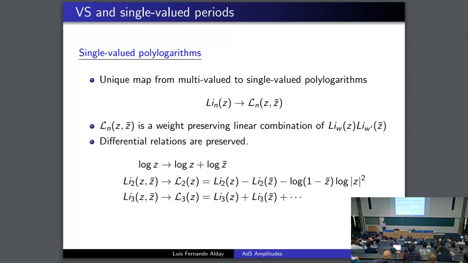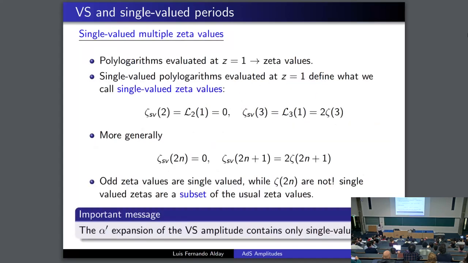Is that okay? Beautiful. But now, we can do something quite smart, okay? Remember that I told you that if you take a polylogarithm and evaluate it at z equals 1, you get a zeta value, okay? Now, what we can do is we take a single-valued polylogarithm and evaluate that at 1. Okay? Now the single-valued one.